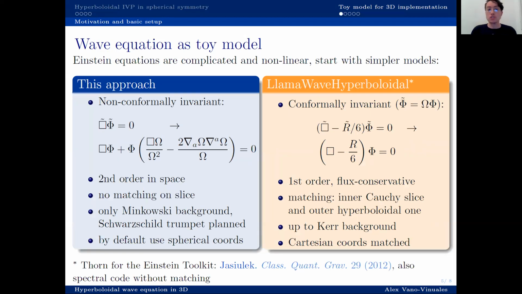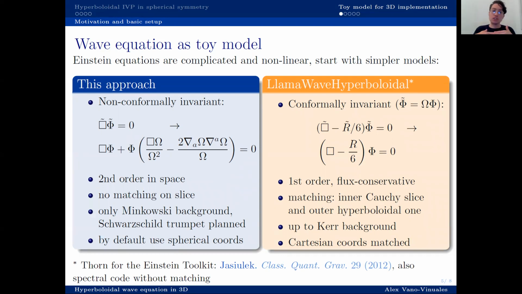I'm working on implementing the non-conformally invariant wave equation, which is given here. Because the Einstein equations are also not conformally invariant, we expect that they also present this type of formally diverging terms. So this is closer to what we want to do with the Einstein equations. As well, I would tend to use a second order in space system.